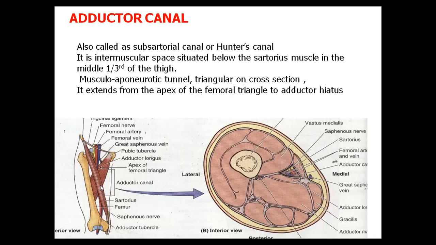As you can see, it is like a triangle. It extends from the apex of the femoral triangle to the adductor hiatus. The extent is from here till here. What is the adductor hiatus? It is an opening in the adductor magnus muscle. Very good. The largest opening of the adductor magnus muscle.